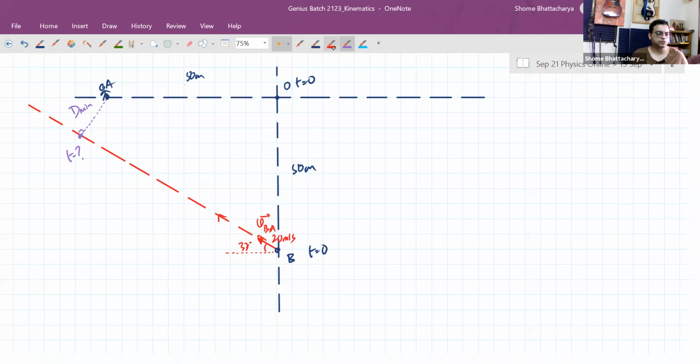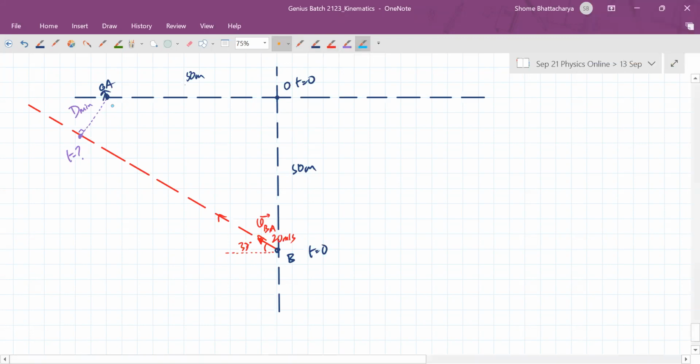So do you know that formula of equation of straight line, distance from a given point, perpendicular distance from a straight line? No. Okay, so it's okay. You'll learn that later in coordinate geometry. So right now, let's just solve it like this.